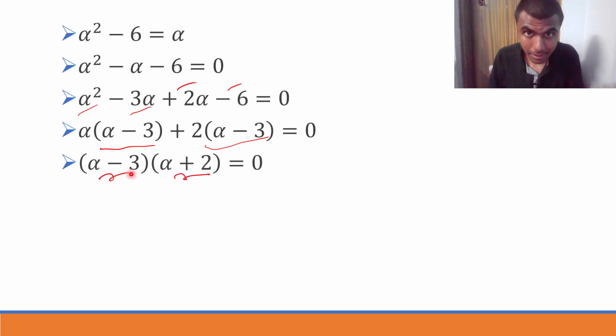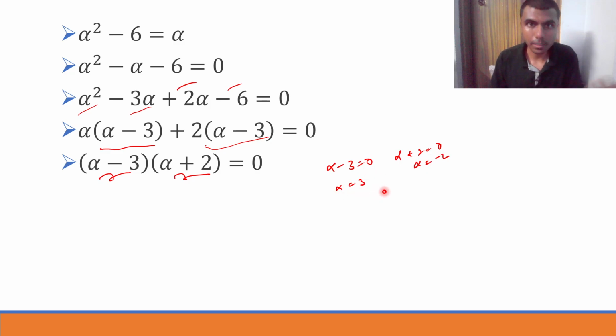When alpha minus 3 equal to 0, see, alpha minus 3 equal to 0 means alpha equal to 3, right? That is case 1. Likewise, alpha plus 2 equal to 0 means alpha equal to minus 2. So alpha has two values, 3 and minus 2. Fine. Now we have to find out beta.